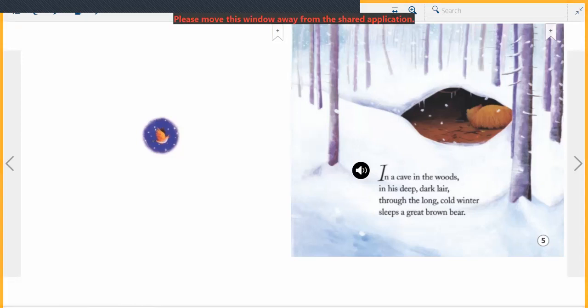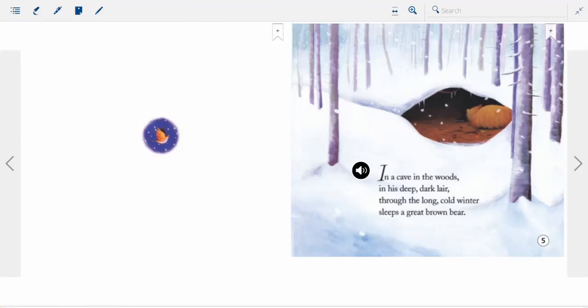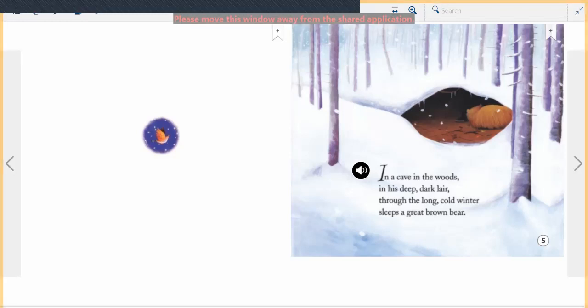So they said a dark lair, in a cave in the woods, in his deep dark lair. A lair is a place where a wild animal lives or rests. Lair.